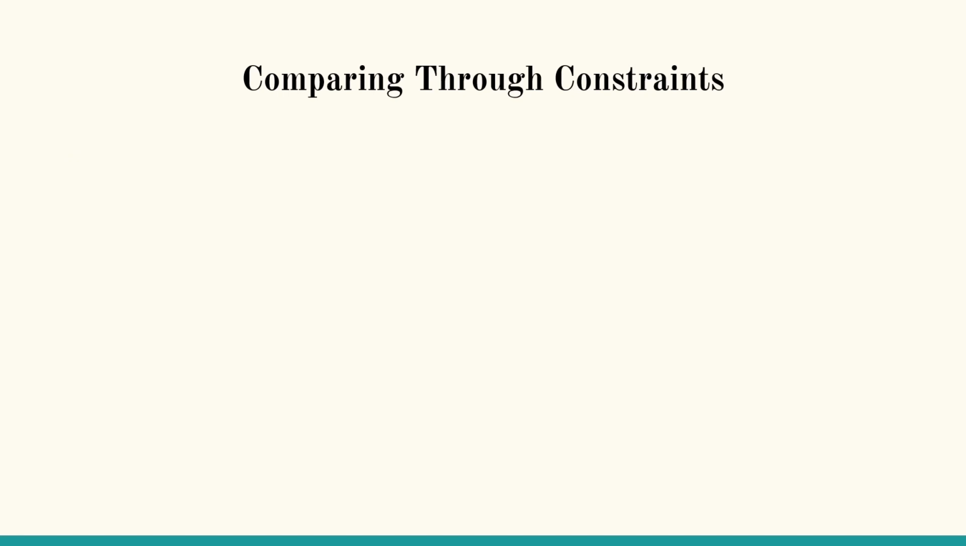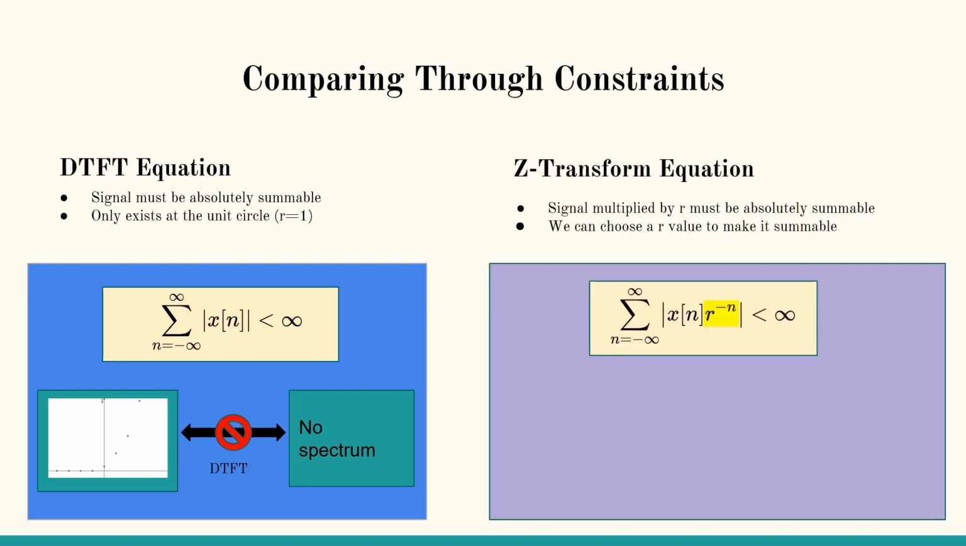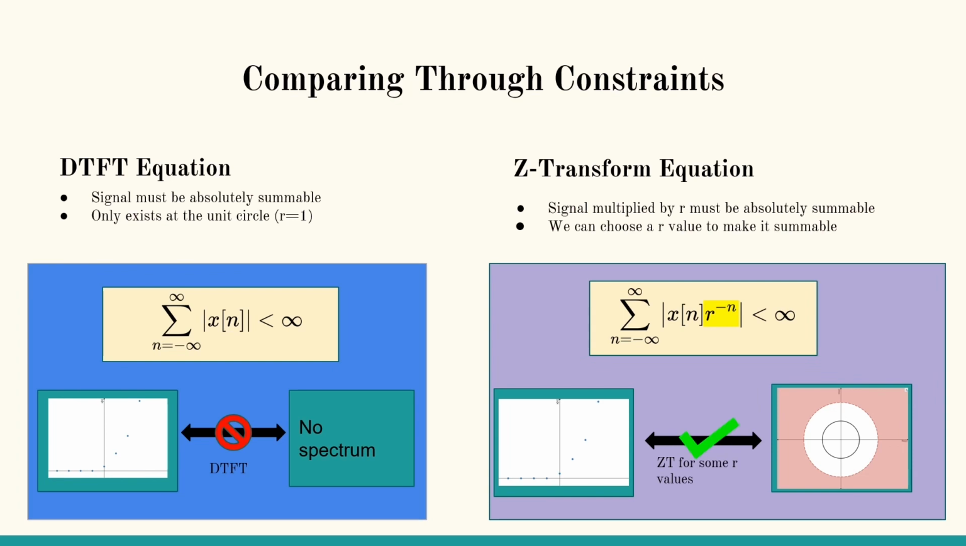If we were to compare the z-transform with the DTFT through their constraints, we would find that for the DTFT, the signal must be absolutely summable, since it only exists at the unit circle. So if we took the transform of this exponential signal, we would get no spectrum. For the z-transform, however, the signal multiplied by the inverse of r must be absolutely summable, which means there are values of r that make it summable. Now, if we took the transform of this exponential signal, we get this graph, which has the unit circle outside of the region of convergence.